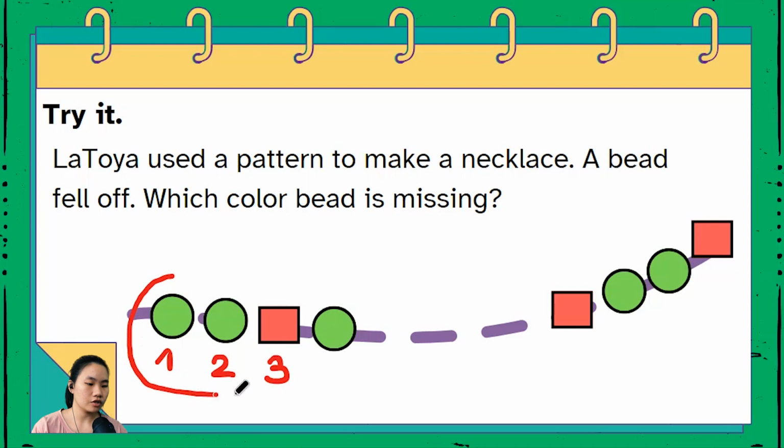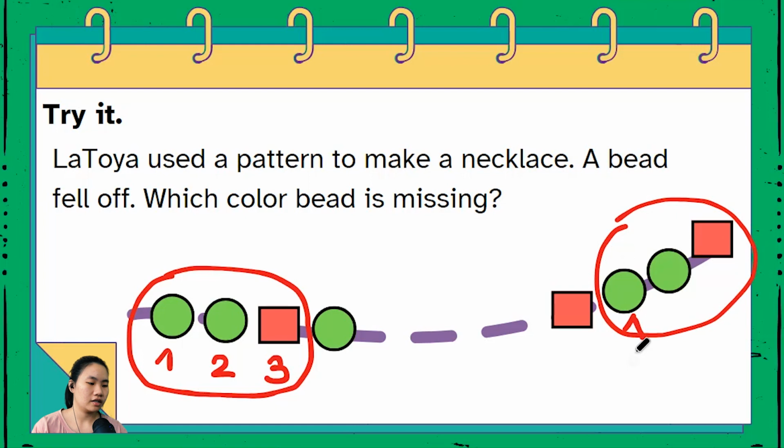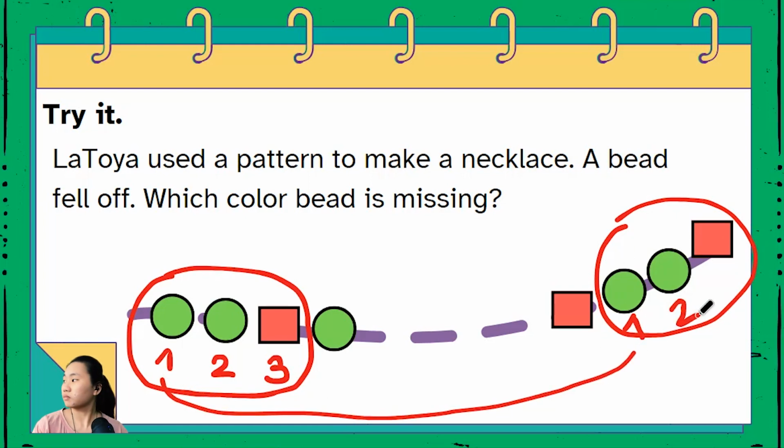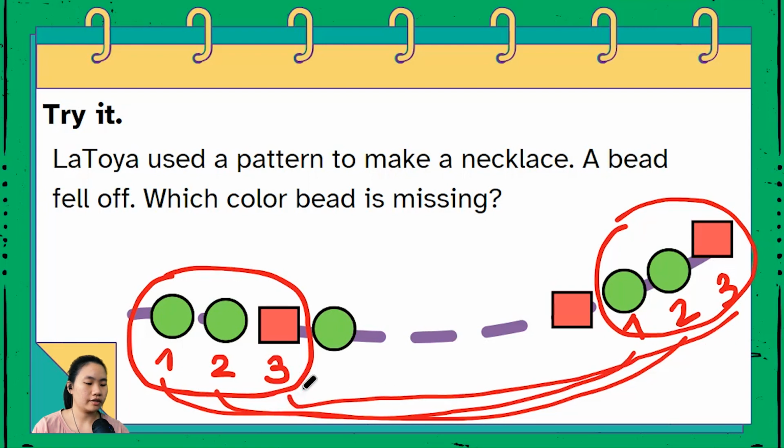A circle, then a circle, then a square. 1, 2, 3. If you want to check whether or not this makes sense, you can go back here. 1 is a circle. 2 is another circle. And 3 is the square. 1, 2, 3, it matches.